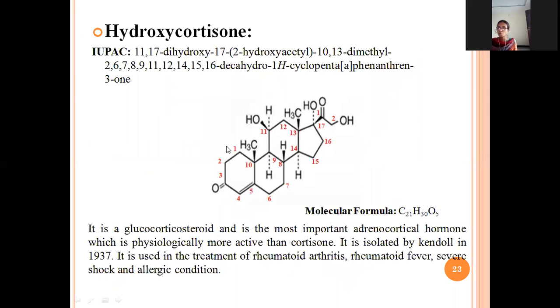Next, hydroxycortisone. This is the structure and this is the IUPAC name, that is 11,17 dihydroxy 17 2-hydroxyacetyl, 10,13 dimethyl, 2,6,7,8,9,11,12,14,15 and 16 decahydrocyclopentaphenanthrene 3-one. I will repeat it again.